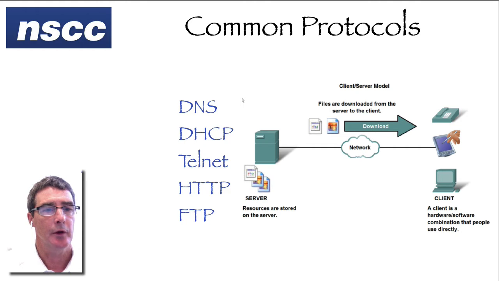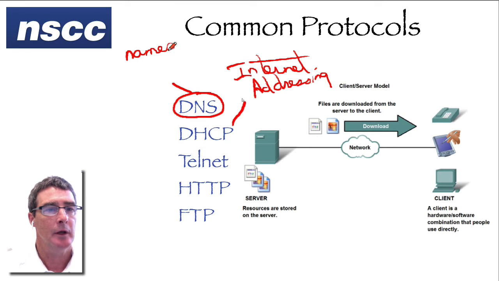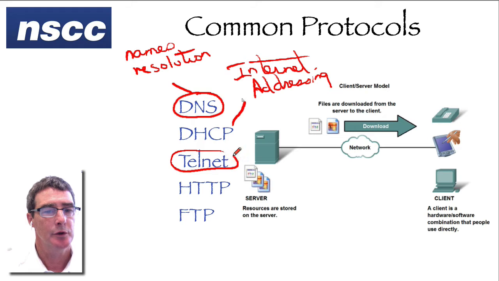Five common protocols that we're going to look at are DHCP, which provides internet addressing; DNS, which we'll look at in this presentation, and which provides a way to translate English names into numeric internet addresses. We'll call this name resolution. Telnet, which we just looked at, provides remote access to some network device. The Hypertext Transport Protocol provides web page information distribution between clients and servers.